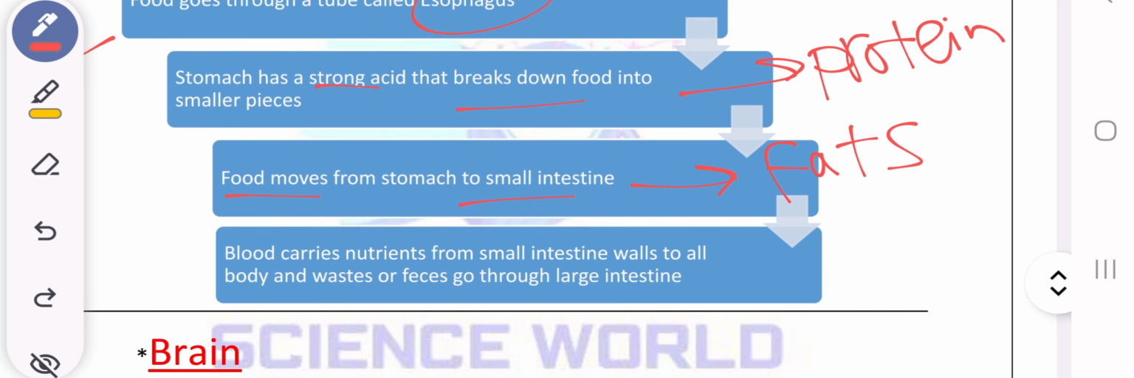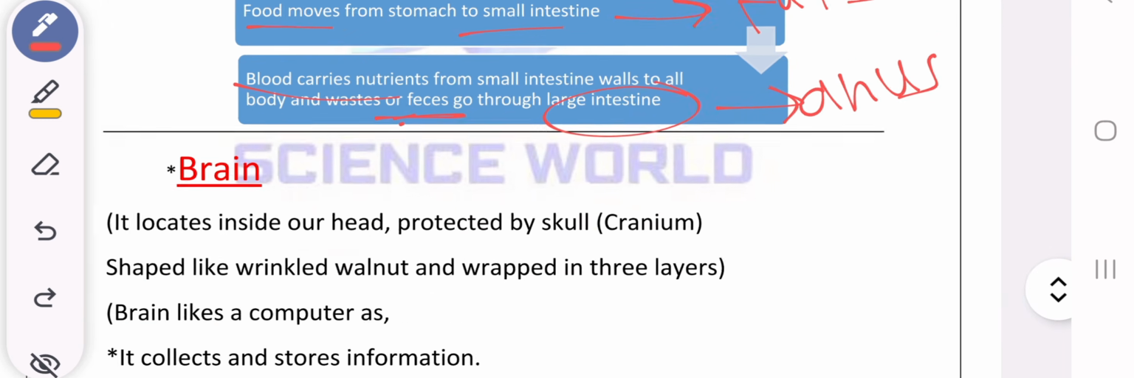But some of the food is not digested. We need to get rid of the feces or the solid. So now the blood takes nutrients and says goodbye. And the solid waste or feces goes through the large intestine and outside the body through the anus. So that's why you can go to the bathroom.